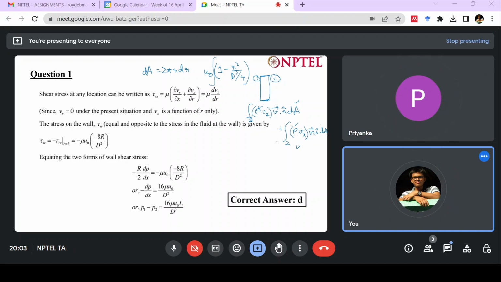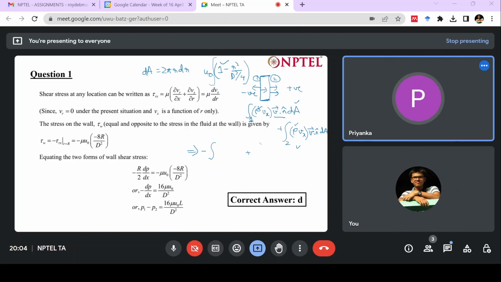The difference only comes here, in v dot n cap. The v expression is also this, but n cap is in a different direction. Here n cap is in this direction and v is in the opposite direction, so this will become negative. Here n cap is in the outward direction and v is also in this direction, so this is positive. So on this side it is negative, on this side it is positive, so one minus sign will come. Is this clear? Yes, sir. Thank you, sir.